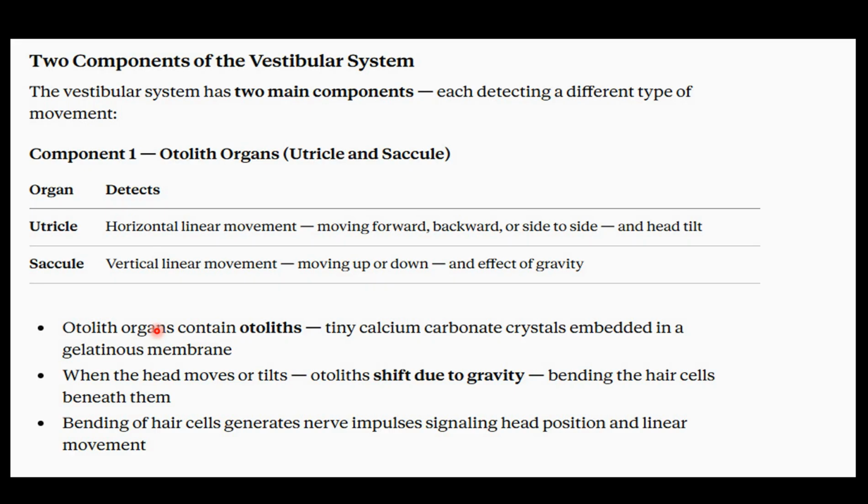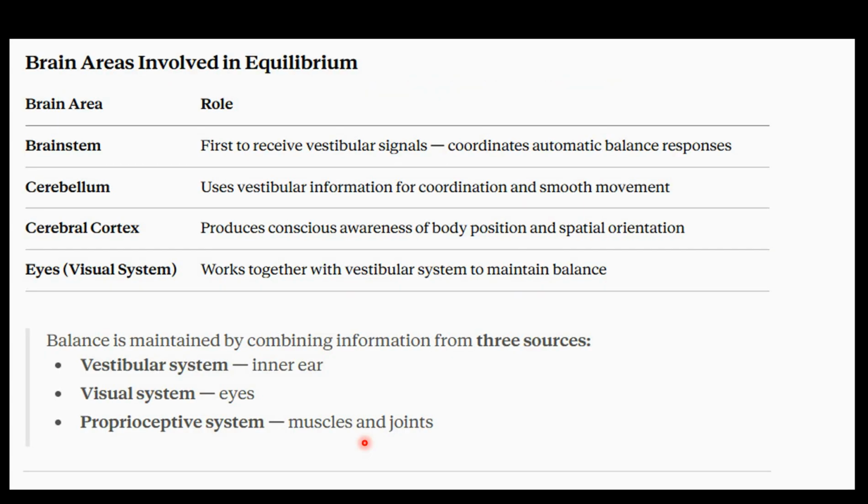After that we have the otolith organ. So the otolith organ contains otoliths, tiny calcium carbonate crystals embedded in a gelatinous membrane. Then when the head moves or tilts, otoliths shift due to gravity, bending the hair cell beneath them. And then bending of the hair cell generates the nerve impulses that signal the head position and linear movement. Okay, so we have covered these two components.